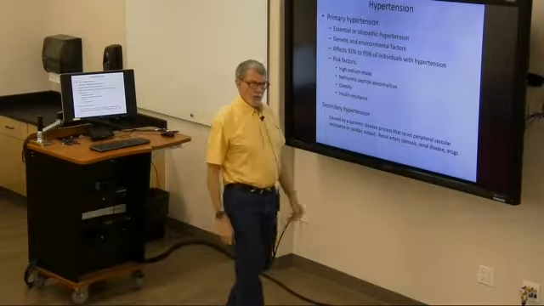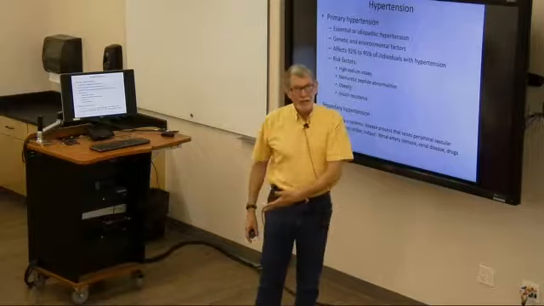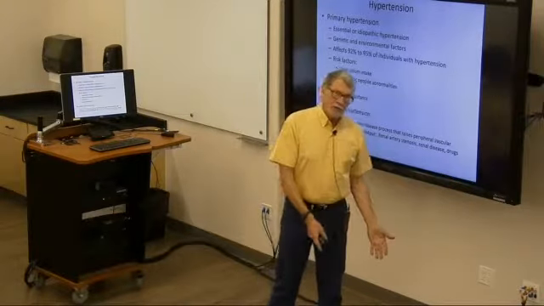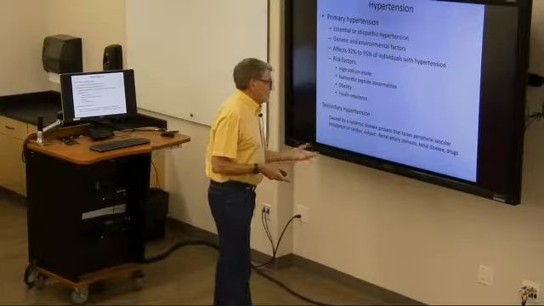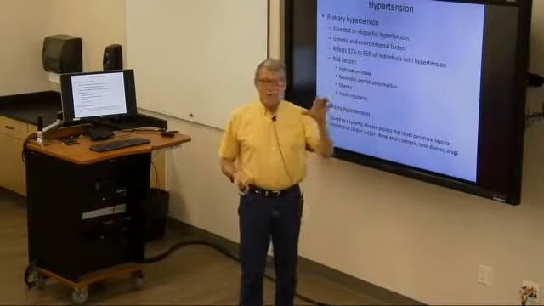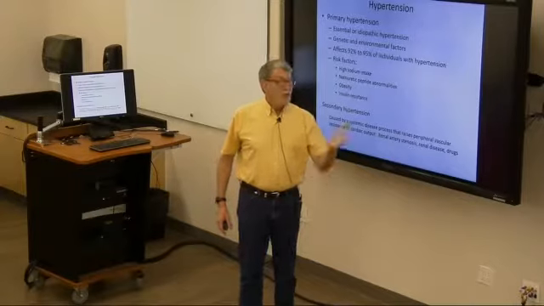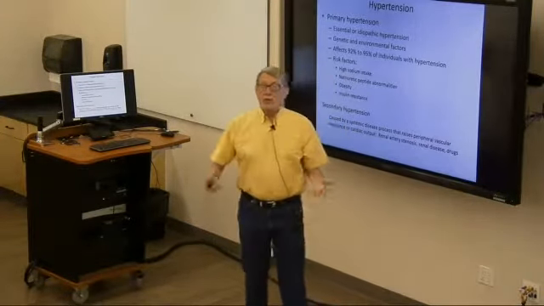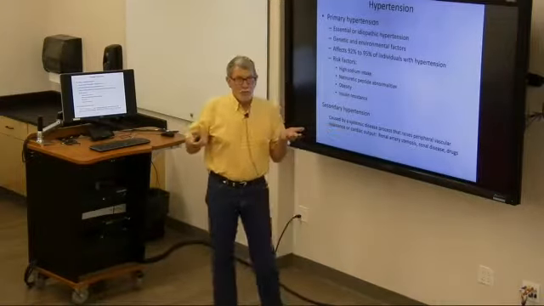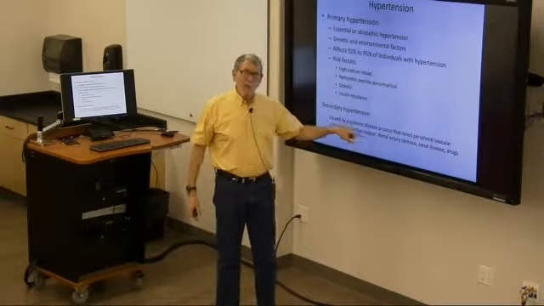Secondary hypertension means it's caused by some other disease. You have another disease that makes your blood pressure go up. Renal artery stenosis. I mean, if you have a blockage in a renal artery, you can't get enough blood into your kidneys to make enough pee, and you'll start retaining water and your blood pressure goes up. So that's a secondary problem that could be repaired.